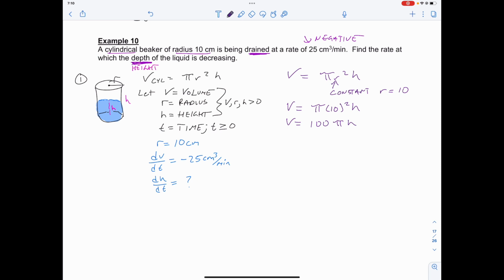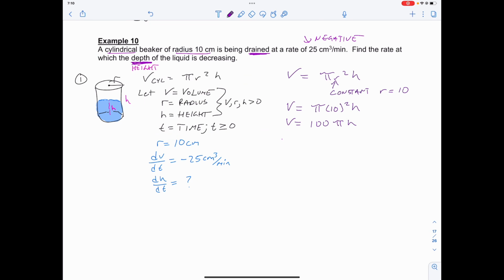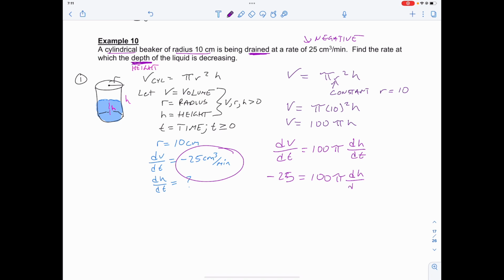And then I'm just going to take the derivative of this, which is going to give me dV over dt is equal to 100 pi, and then dh over dt. Well, now that I've taken the derivative, all I have is just the dV over dt and the dh over dt, which means that when I sub in what my dV over dt is, negative 25 centimeters cubed per minute, then I can very easily isolate the dh over dt.